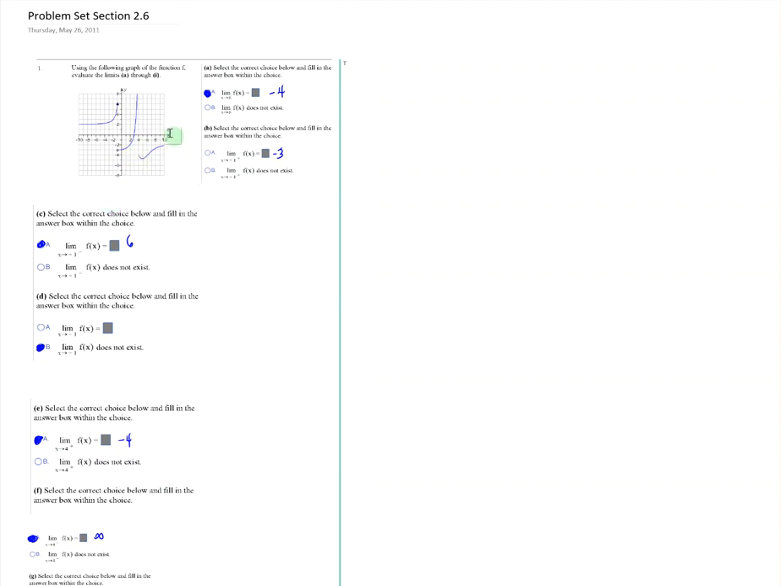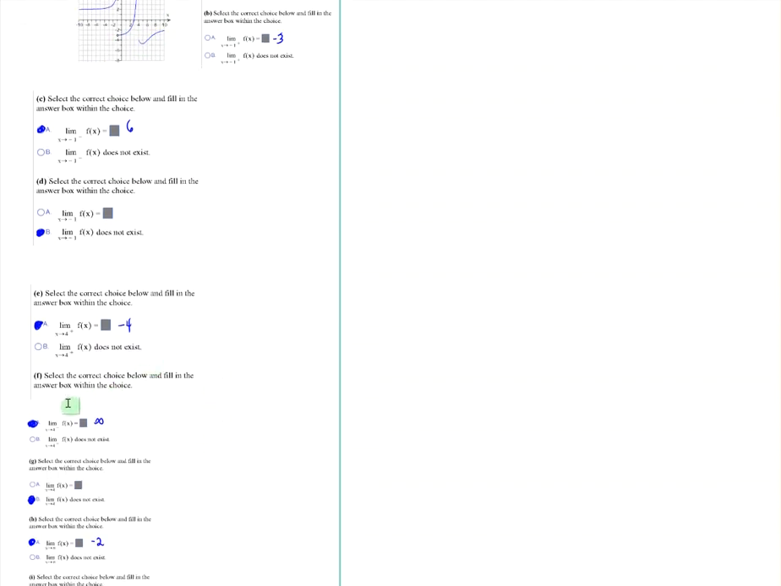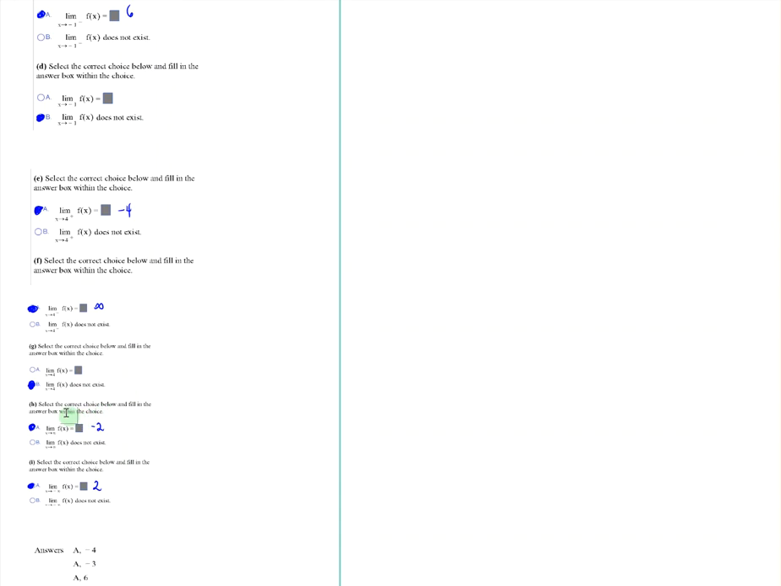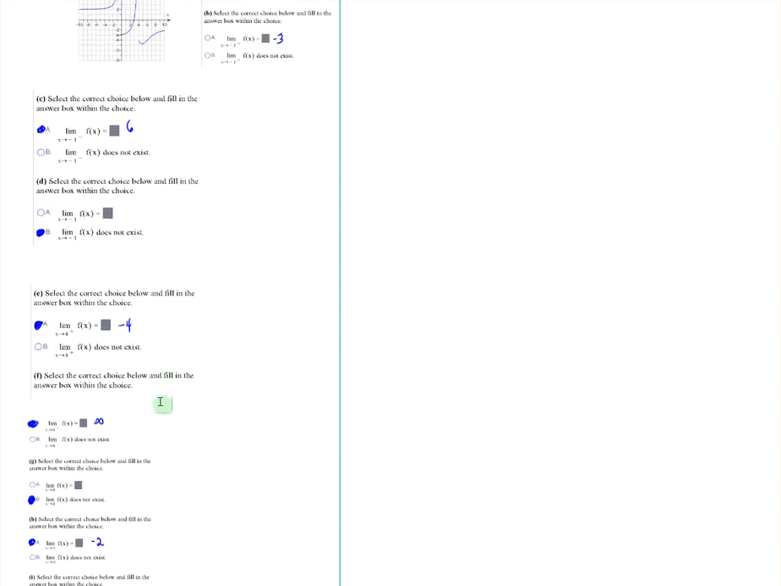The limit as x approaches 4 from the right. So as we're coming in to 4 from the right, where do we end up? -4. From the left, as we're coming into -4 from the left, it's going up towards infinity. The limit as x approaches 4 in general, so those two are different.